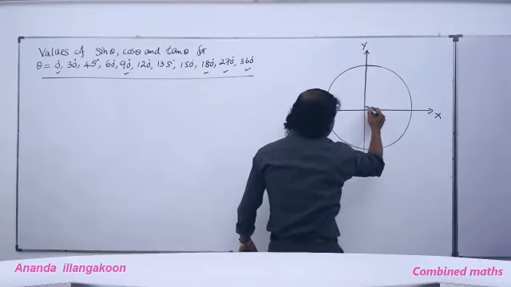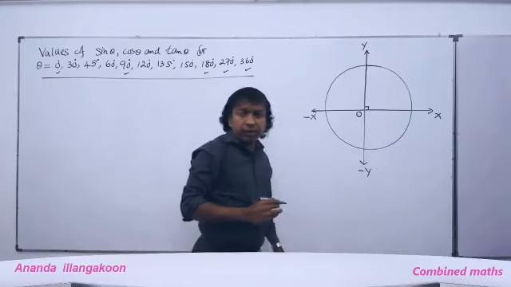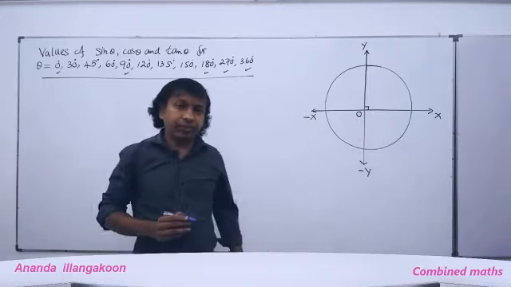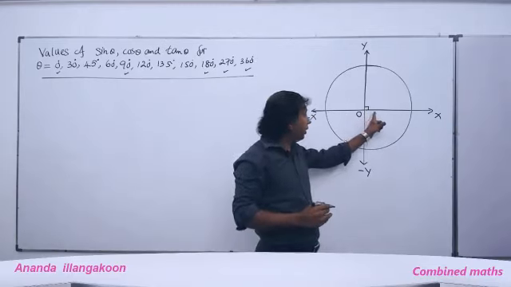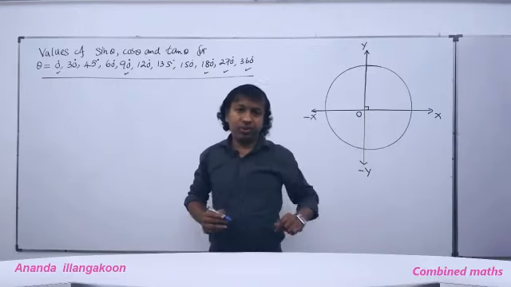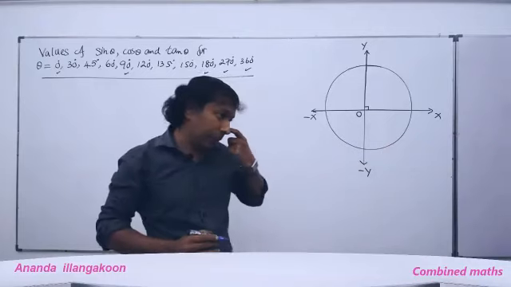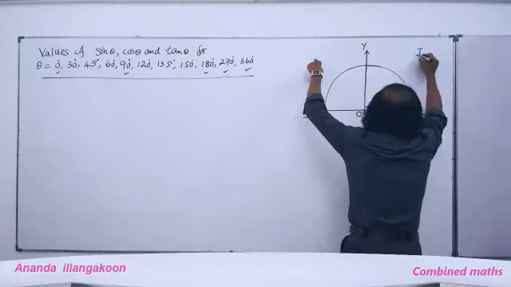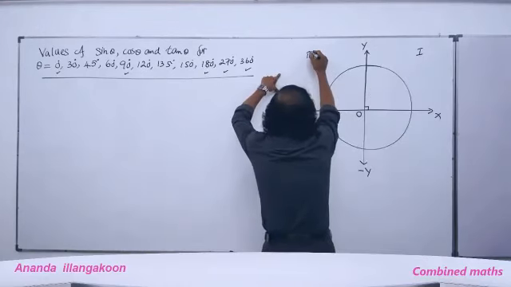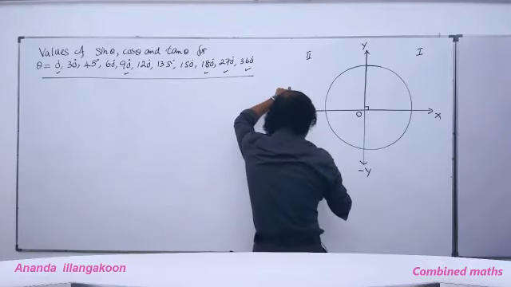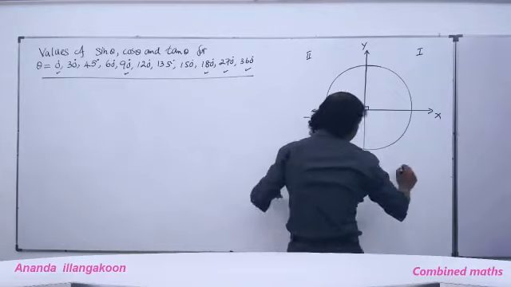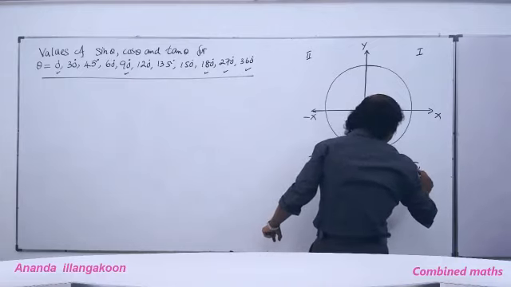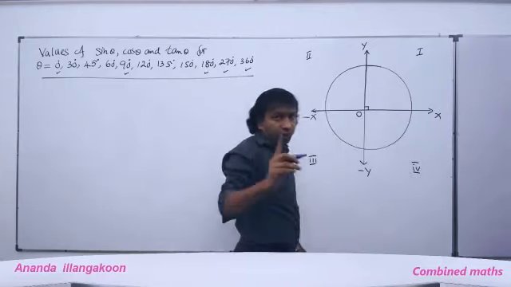So here this is 90. This is the origin node. And the radius of the circle, this length, is 1 unit. Okay. Right. And you know this is the first quadrant, second quadrant, third quadrant, and this is the fourth quadrant. The radius is 1 unit, people.